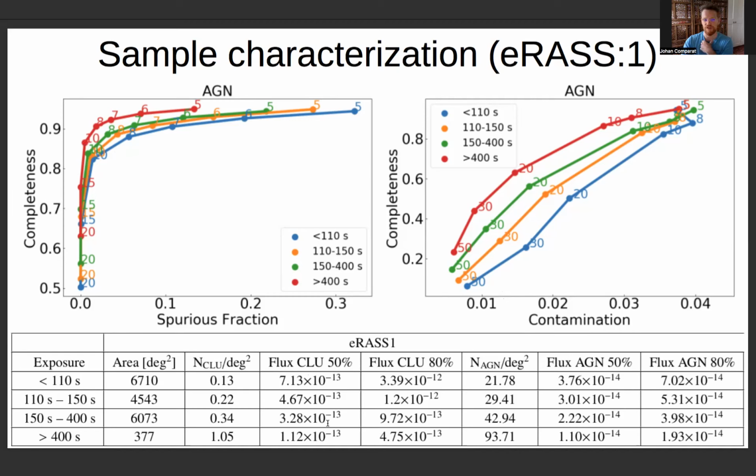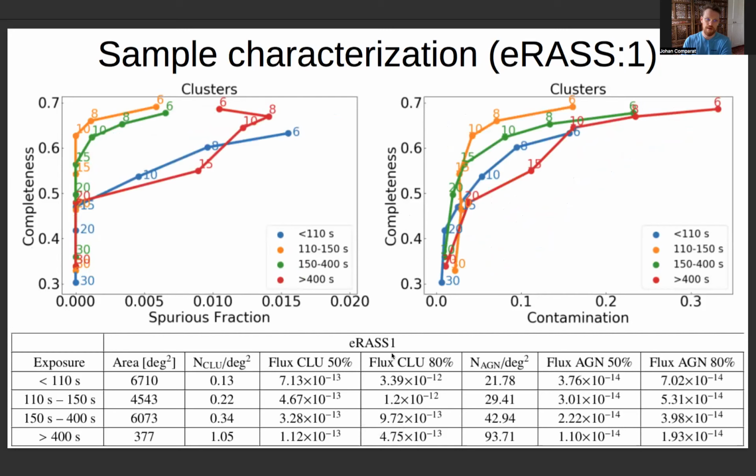These curves, note, are normalized to different fluxes for the completeness, so to have a 50% or 80% completeness. For the clusters, the curves are a bit more scattered due to the small number of clusters on the sky. The convergence of this measure is lower, but the trends are very similar. If you are above a detection likelihood of 20, basically, you have almost no spurious, and the contamination remains below 5%, which is excellent to do sample analysis.